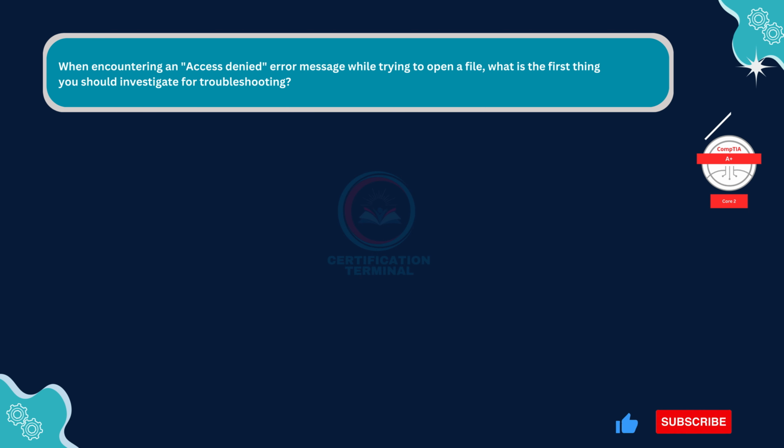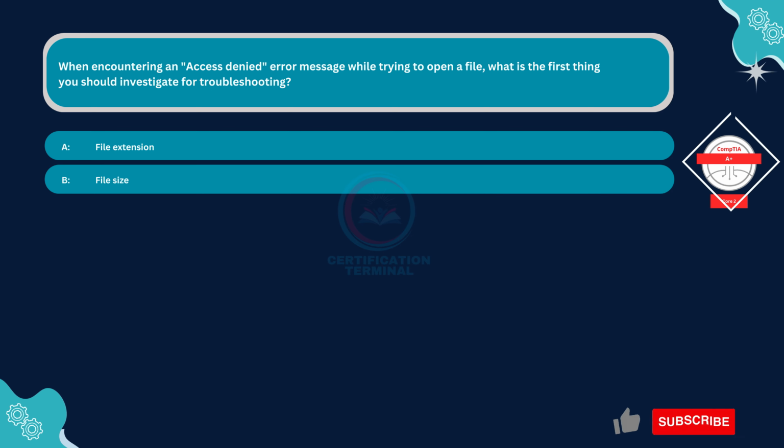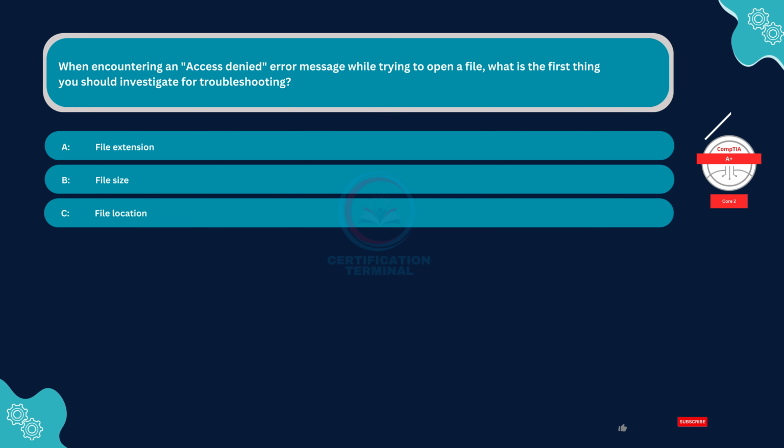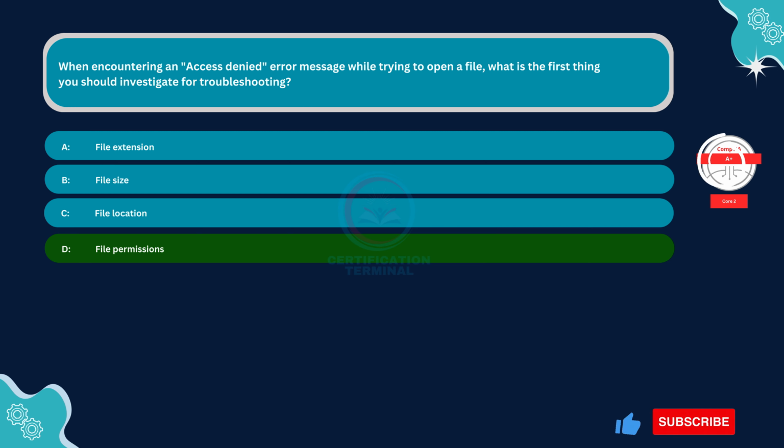When encountering an access denied error message while trying to open a file, what is the first thing you should investigate for troubleshooting? Option A, file extension. Option B, file size. Option C, file location. Option D, file permissions. The correct answer is Option D, file permissions.